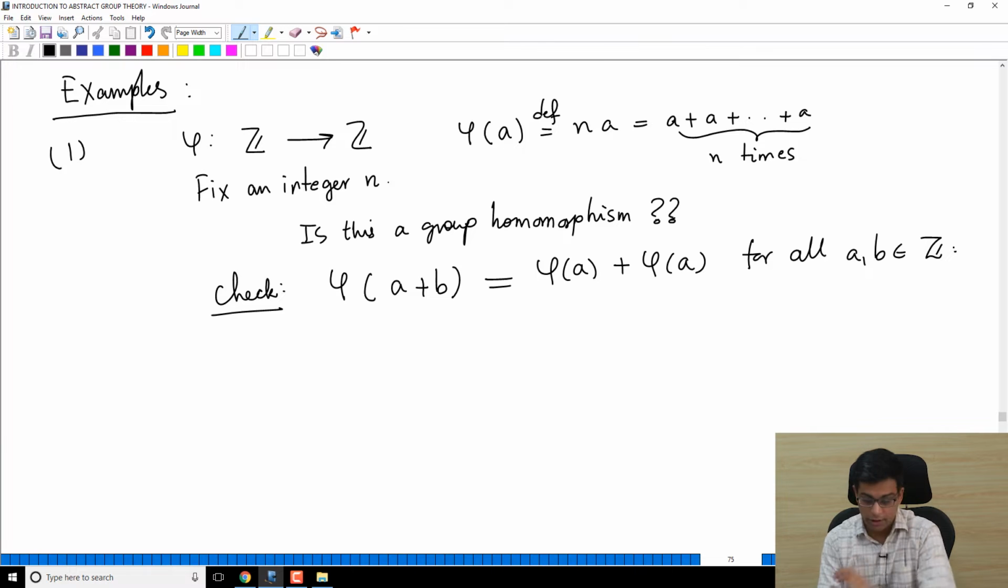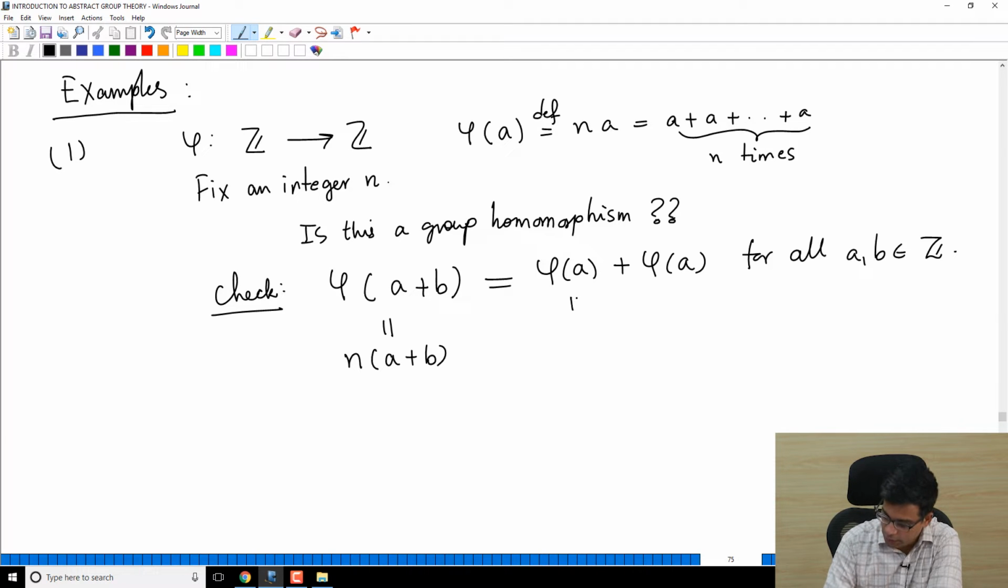But in order to check this, let's just individually calculate them. What is phi of a plus b? By definition, phi of a is n times a, so phi of a plus b is simply n times a plus b. Phi of a plus b should be phi of a plus phi of b, and phi of b is n b. So is n times a plus b equal to n a plus n b? Yes.